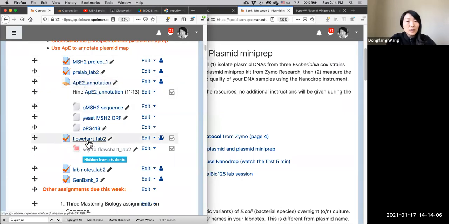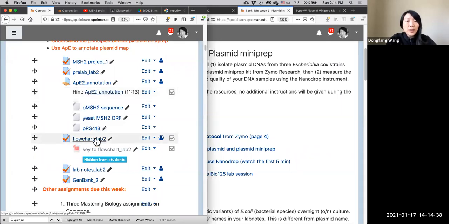And then the last assignment associated with today's lab is called Flowchart Lab 2. This is going to help you actually perform this experiment in the lab. Even though we're doing this virtually, it's still important to understand all the principles behind the technique. So I'm going to click on this assignment. By the way, all the instructions for those three assignments are embedded in the assignment itself, so I'm not going to go over them in this training video.